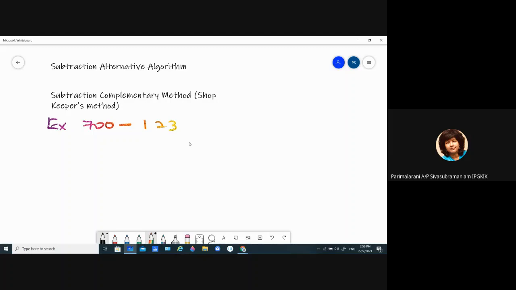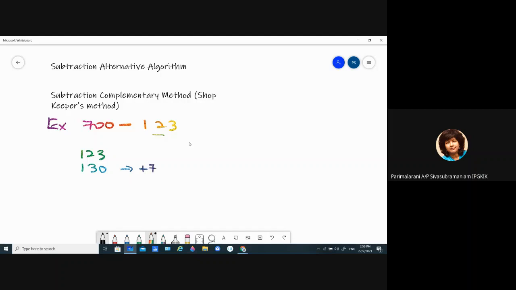In this method, you start with 123. We try to make this a whole round number. If we want to make this to the nearest 10, we add until 130. How much have we added here? We have added 7.